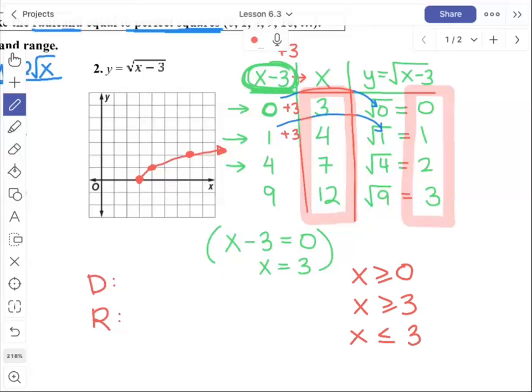X is greater than or equal to 3. Good. And why is this one the right answer, Gio? Because your first x is at 3 and you're going to the right, so it can't be below 3, so it has to be 3 or more. Good. So your x is 3 and you're going to the right when you graph, so that means your graph has x values 3 or more. So x is greater than or equal to 3.